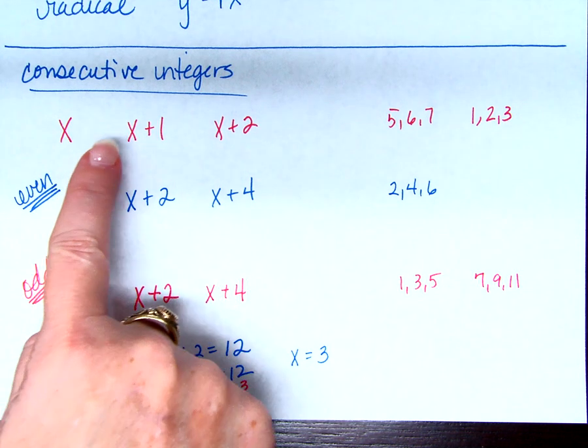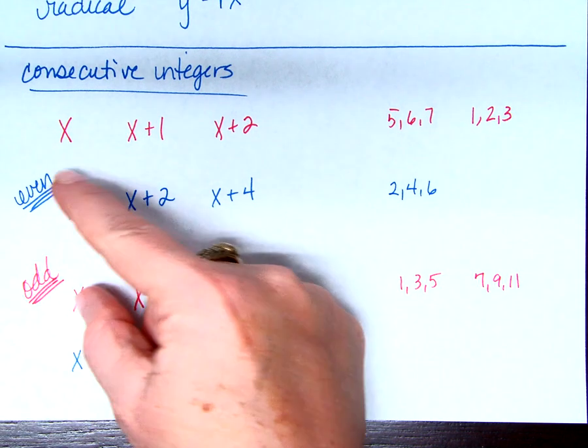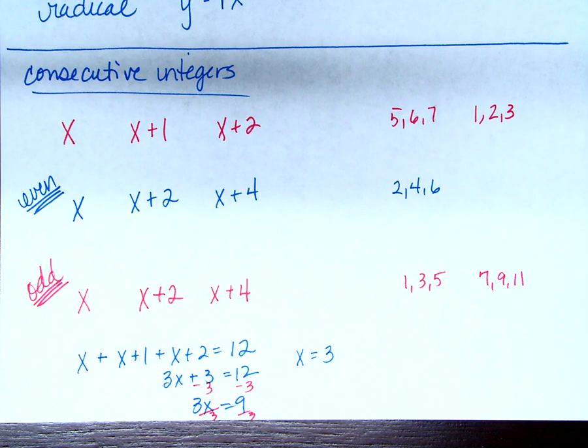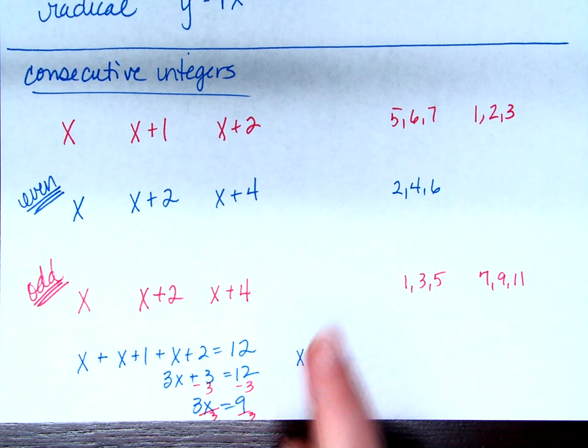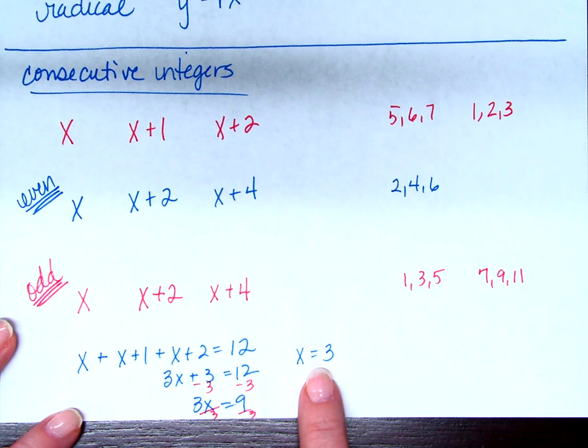Is it asking for consecutive? Is it asking for consecutive even or consecutive odd? Especially if it says one of these two words, I would circle it or underline it or something, so I knew for sure, oh, look, it's telling me even. Does that make sense?